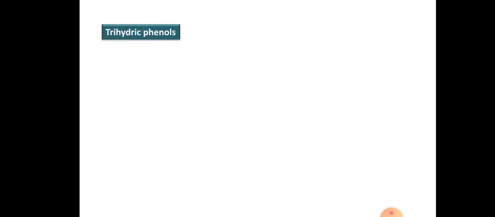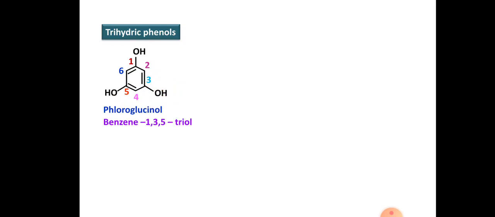Next, trihydric phenol, that means benzene containing 3 hydroxyl groups. Here numbering 1, 2, 3, 4, 5, 6. That means phloroglucinol. Okay, this is the actual name, and the name of this compound is benzene 1,3,5, because 1,3,5 is the position of these 3 hydroxyl groups, therefore benzene 1,3,5-triol.